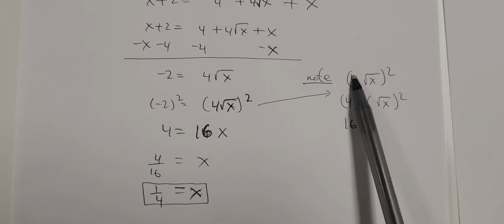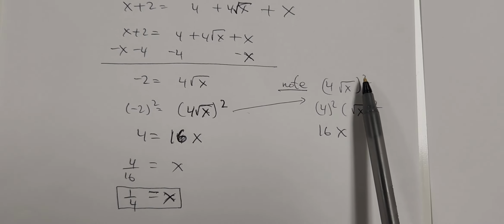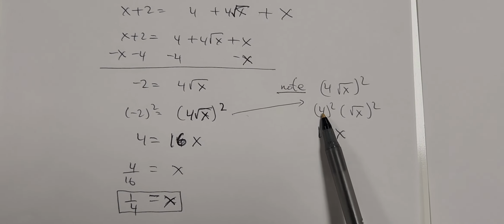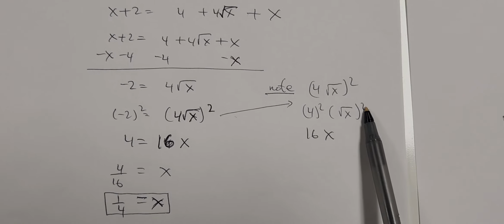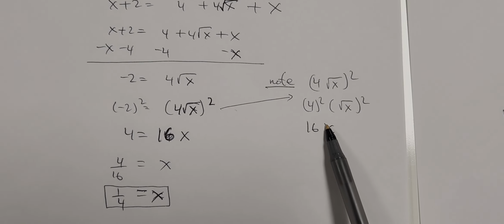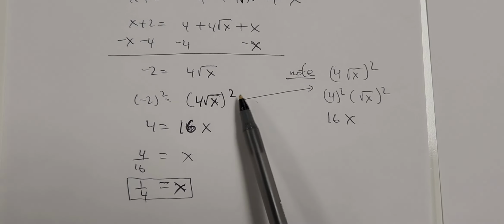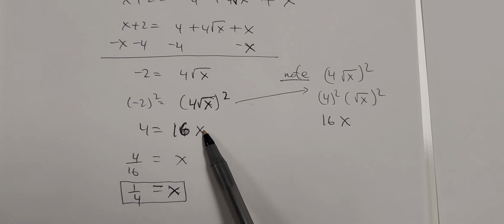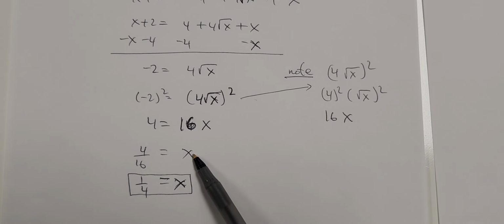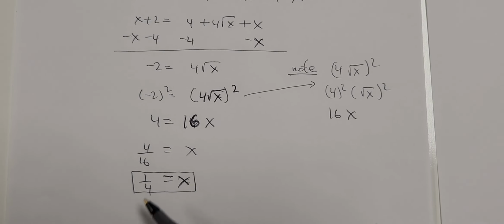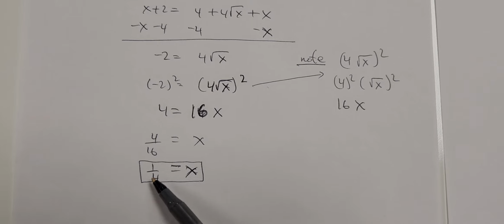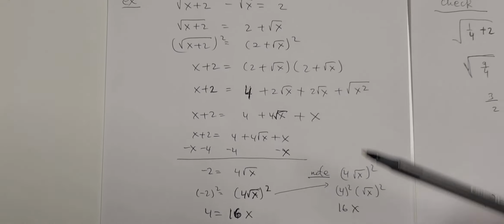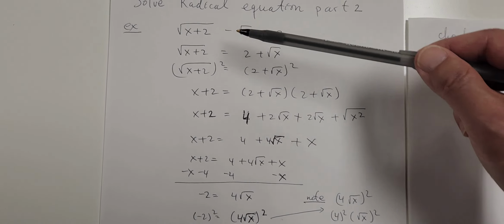Again, 4 squared and then square root x squared, that's what I have here. So 4 squared gives me 16. Square root and square go away, so I just have this x. So this right here where I'm circling is rewritten as 16x. Now I want x to be by itself, so divide by 16. So 4 over 16 is 1/4. This is the solution to the original problem up here.